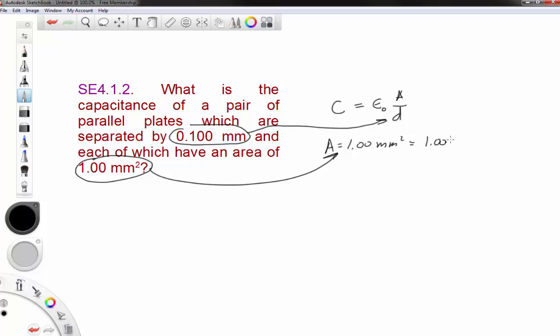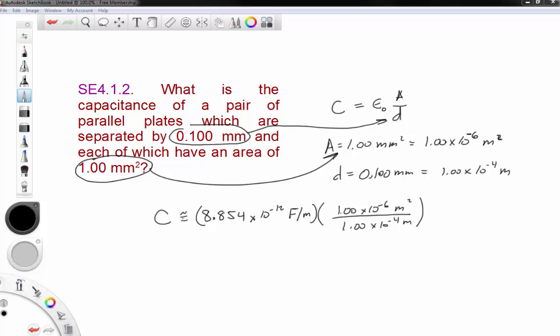That's also 1.00 times 10 to the 3 times 3, or 3 plus 3 is 6 meters squared. So this distance right here is 0.100 millimeters. That's also 1.00 times 10 to the minus 4 meters. So therefore the total capacitance is going to be given by the permittivity times the area divided by the distance.